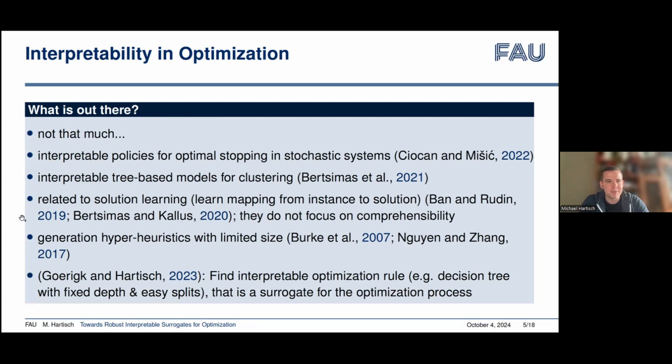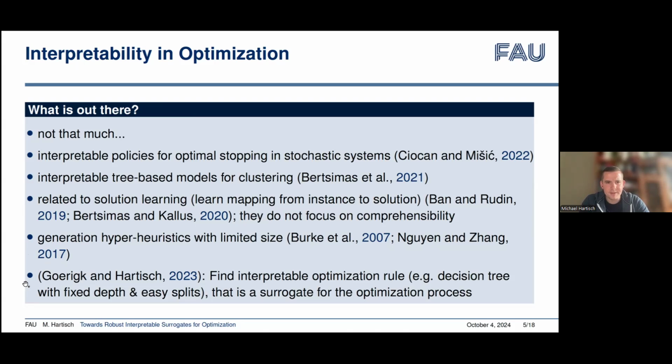There are other research areas that are related, such as solution learning, where they try to learn the mapping from instances to solutions, which is kind of what I just argued we need, but they usually don't focus on comprehensibility here. Another area is generation hyperheuristics, where there also are works that try to find heuristics of limited size. So again, sparsity is something they wanted to ensure.